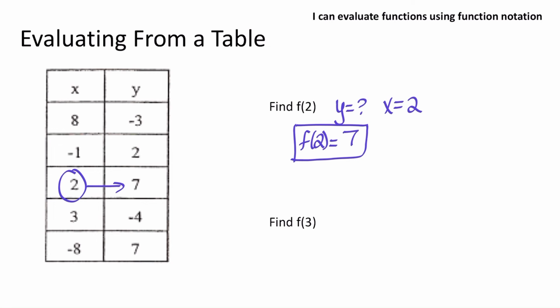Now it wants me to find f of 3. So I'm going to go to my table, find 3. When x equals 3, y equals negative 4. So f of 3 equals negative 4.